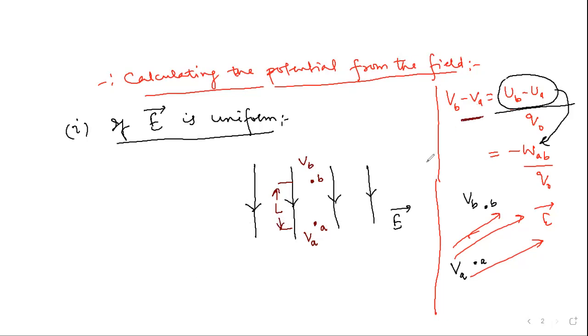So what I do, I use this relation. I take a test charge, move from point A to point B, and calculate the work done by the electric field on the test charge, substitute that in this relation, and solve for VB minus VA. So it is simple. Let me use some other color. Let me use this color.